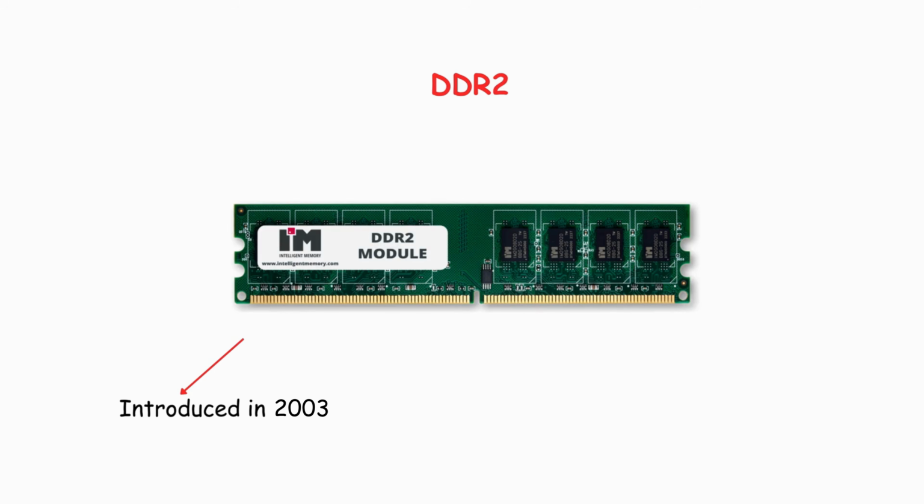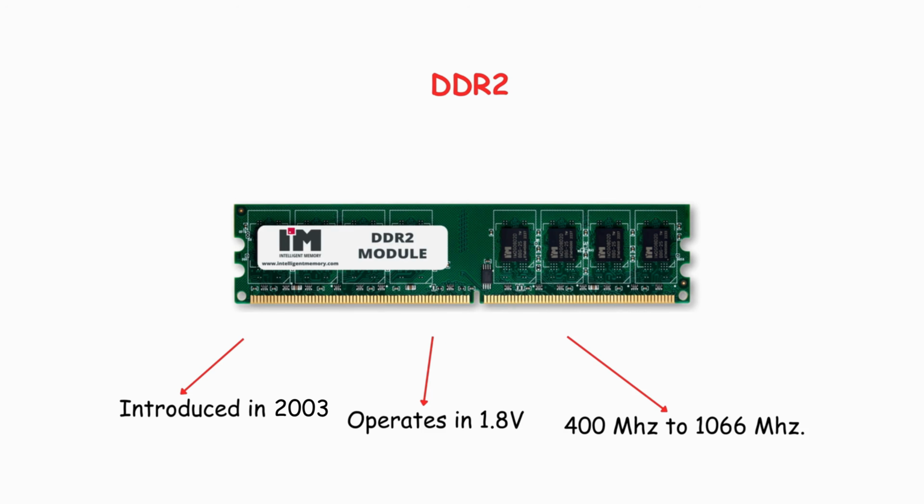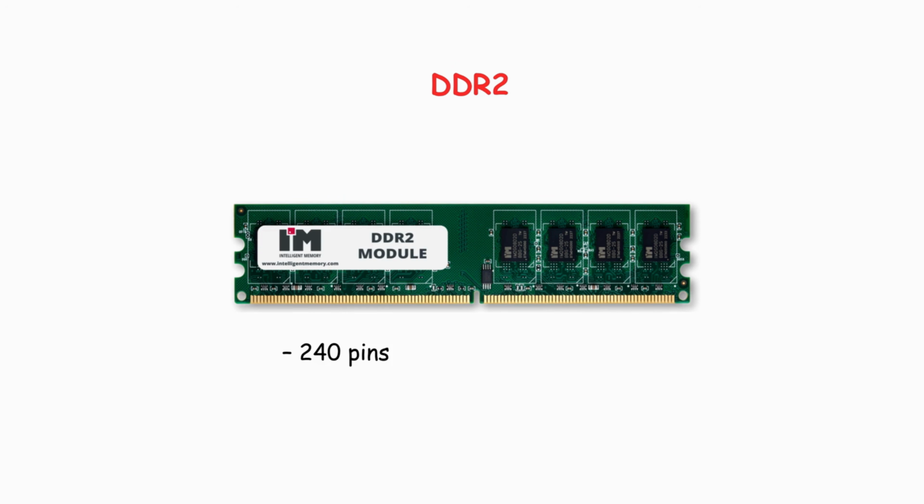DDR2 arrived in 2003, and it brought significant improvements. The operating voltage dropped to 1.8 volts, which meant better power efficiency and less heat generation. DDR2 speeds ranged from 400 MHz to 1066 MHz, with data transfer rates from PC2-3200 all the way up to PC2-8500. DDR2 increased the number of pins to 240 for desktop modules, with the notch positioned differently to prevent mixing with DDR1. But here's the clever part.